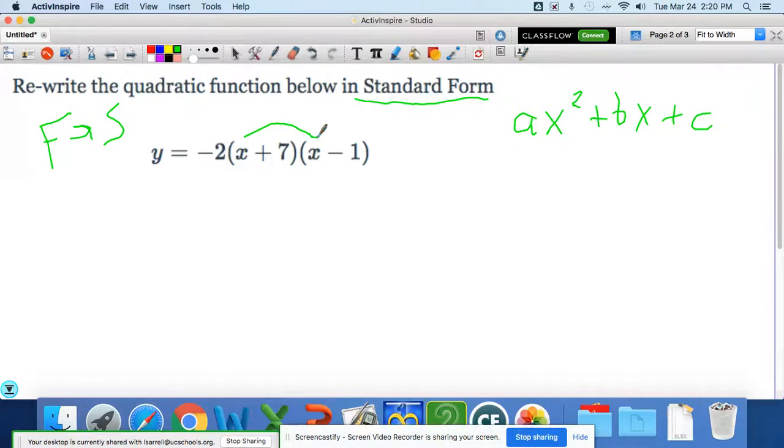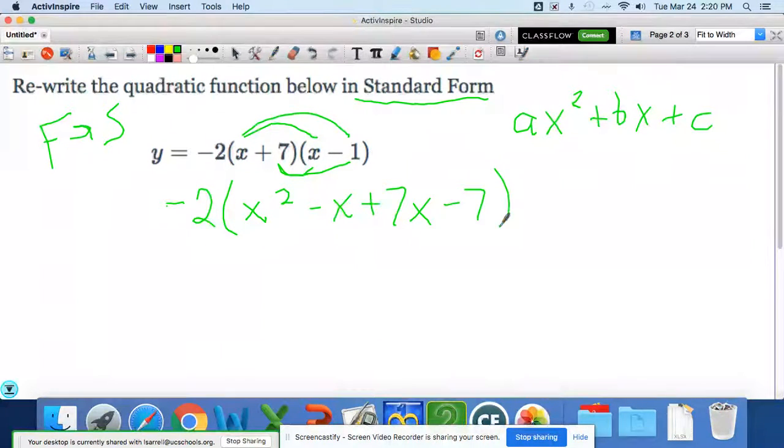So I'm going to multiply the binomials together. So my negative 2 is still all the way out front. I get x squared minus x plus 7x minus 7. Now, I could distribute now if I wanted, but before I do any of that, it's probably going to make my life easier if I go ahead and clean up what's inside that parentheses. So I have x squared. What I mean by that is this and this are like terms. Okay? When I combine them, I'm going to get a positive 6x.